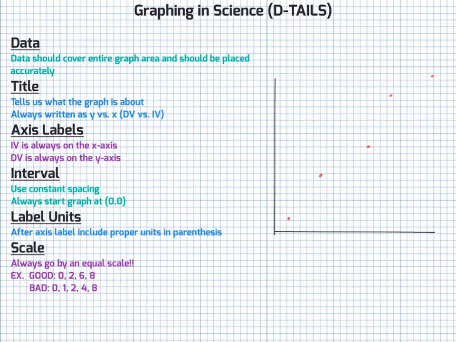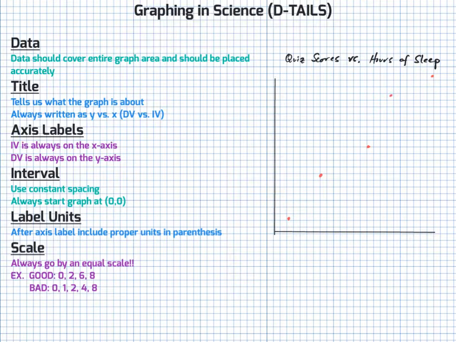Next, our T in DETAILS is title. The title, pretty basic, tells us what the graph is about. We need to be sure that when we are writing our title, we write it as y versus x, or our dependent variable versus our independent variable. For this graph, the example I'm going to use is quiz scores versus hours of sleep.